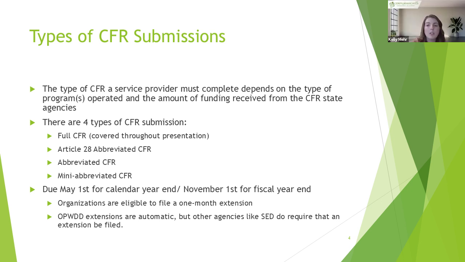There are 4 types of CFR submissions. You have a full CFR, which is mostly what we're going to focus on today. There's also an Article 28 abbreviated CFR, an abbreviated CFR, and a mini abbreviated CFR. Which CFR you have to file depends on your program types and your funding levels. CFRs are due May 1st for calendar year filers and November 1st for fiscal year filers. There is a 1-month extension available. OPWDD extensions are automatic, but for other agencies like SED, you do have to submit a formal request for the extension.